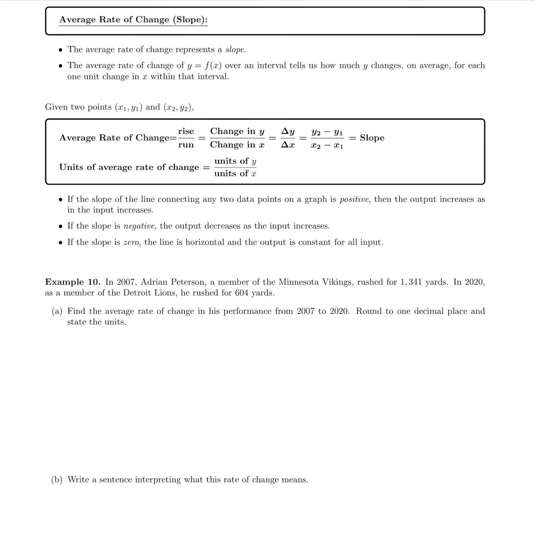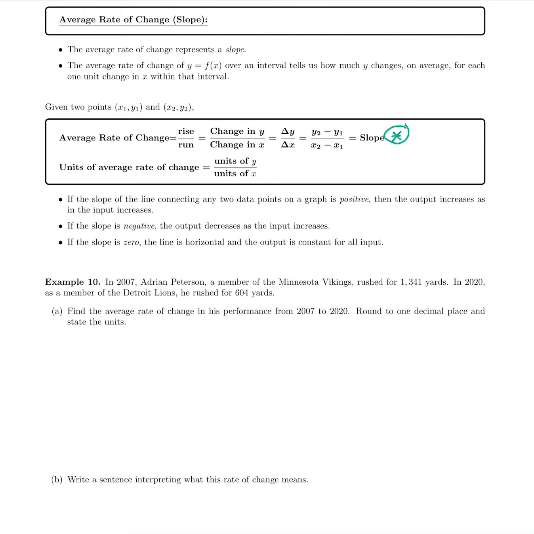Let's look at average rate of change or slope. They're the same thing. So average rate of change just represents what slope is. That tells you how much the output, or the y value, changes on average for each 1 unit change in x, the input. So there's a formula for this. I'm going to put a star on this. This is a formula that you should know.